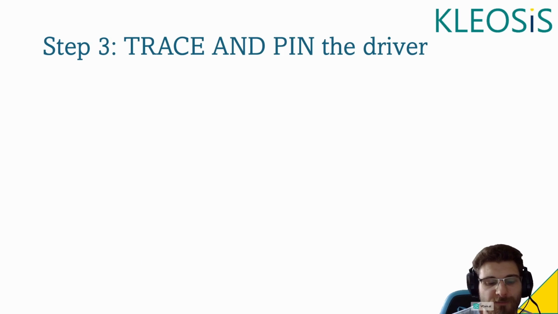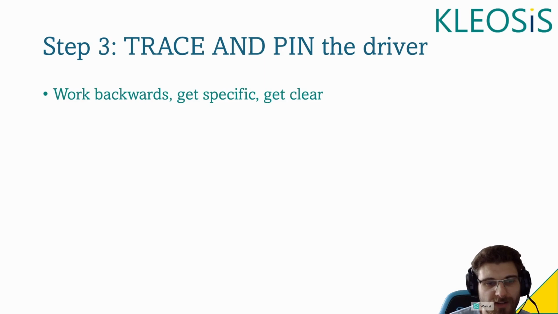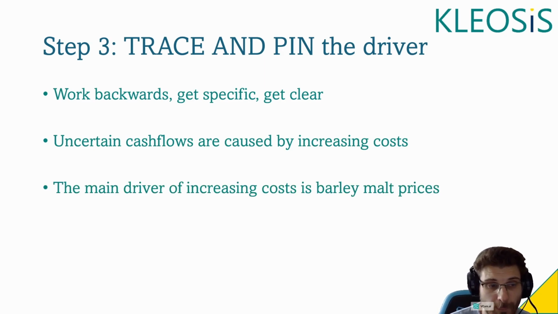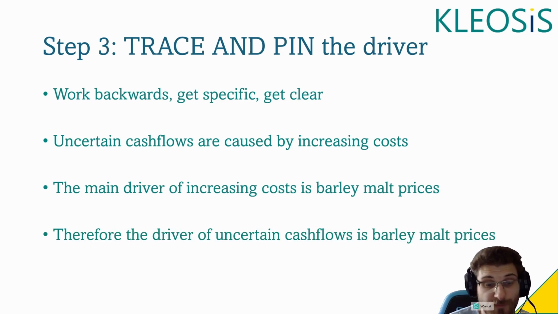And then starting from that roadblock, I want you to move backwards and trace the driver of that roadblock. So we're going to get specific, we're going to get really clear. So uncertain cash flows are caused by increasing costs in general. And the main driver of increasing costs, for Reggie at least, was barley malt prices. So therefore, the driver of uncertain cash flows is barley malt prices.